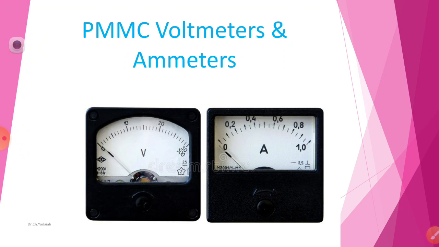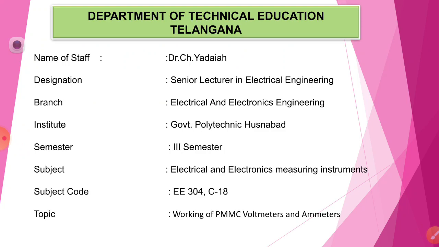On continuation of our subject, electrical and electronics measuring instruments, today we are going to learn in the second chapter PMMC, voltmeters and ohmmeters. This topic is regarding C18 EE304 third semester diploma students.